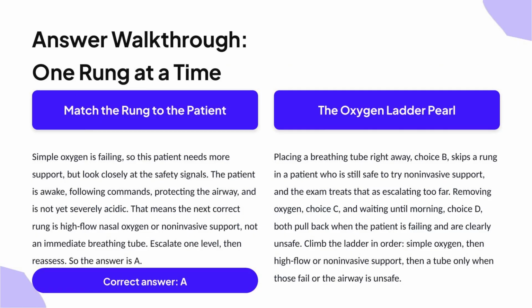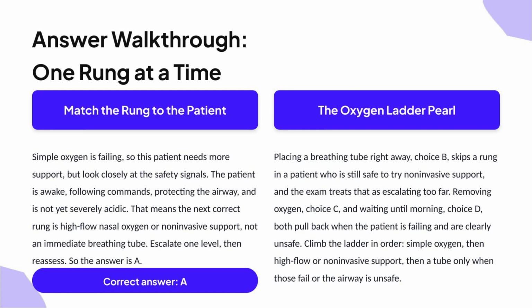Here is the walkthrough. Match the rung to the patient. Simple oxygen is failing, so yes, this patient clearly needs more support. But look closely at the safety signals the stem gives you. The patient is awake, is following commands, is protecting the airway, and is not yet severely acidic. Because all of those are reassuring, the next correct rung is high-flow nasal oxygen, or non-invasive positive pressure support, not an immediate breathing tube. You escalate one level and then you reassess. That makes the answer A.